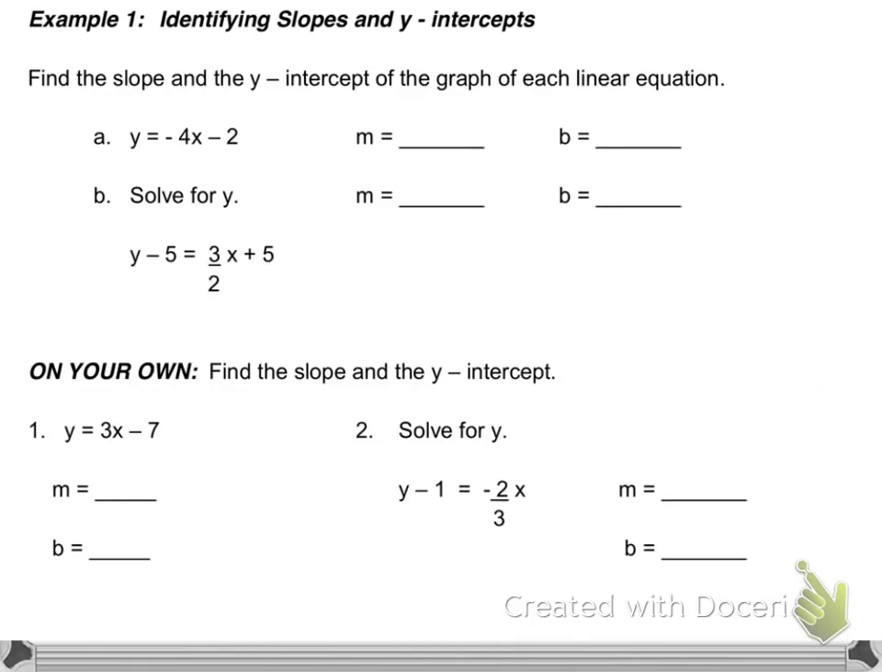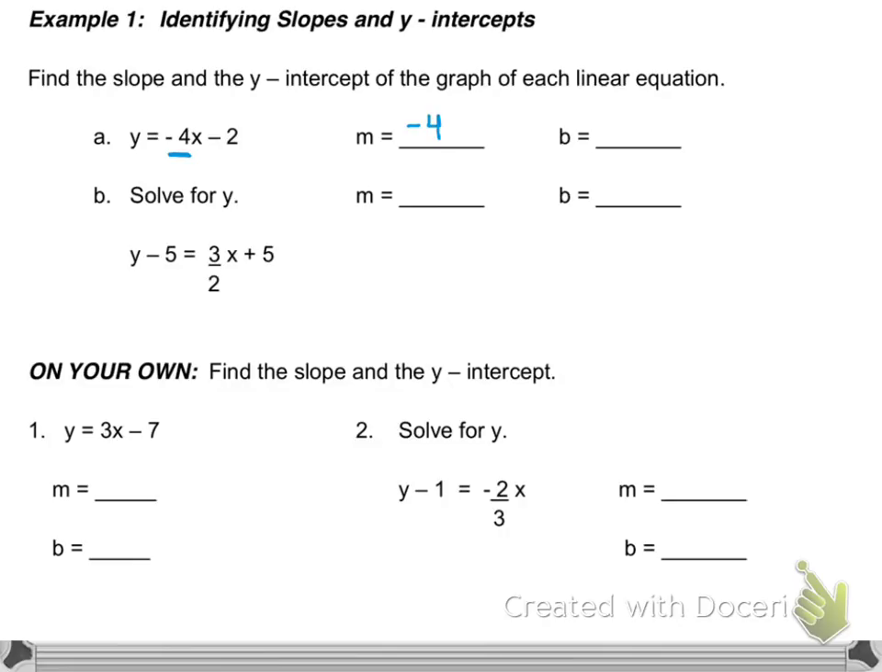So let's just go through example 1. Now, it says, find the slope and the y-intercept of the graph of each linear equation. We're not going to actually graph yet. They just want you to identify, okay? The slope is always the number next to the m. Alright, so my m in this case is just -4.